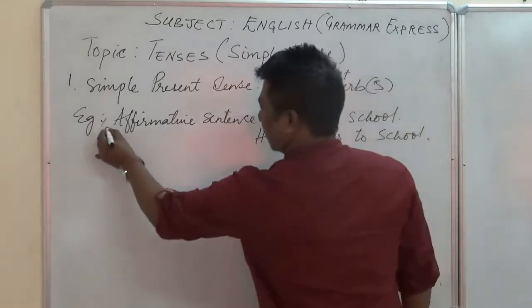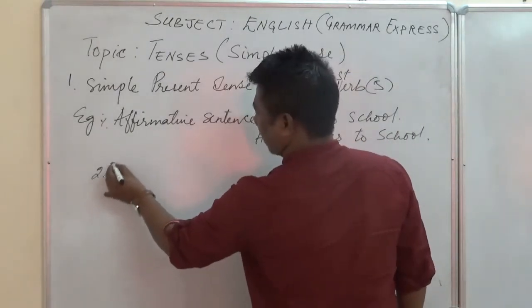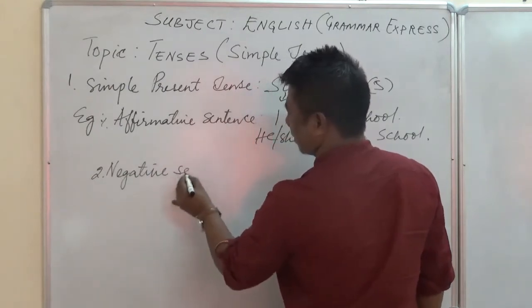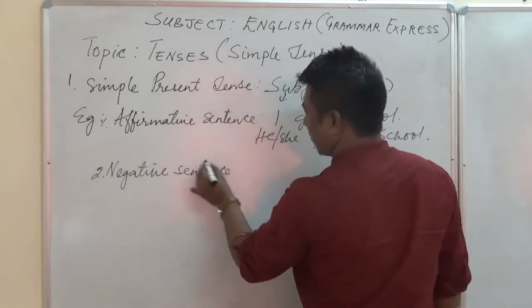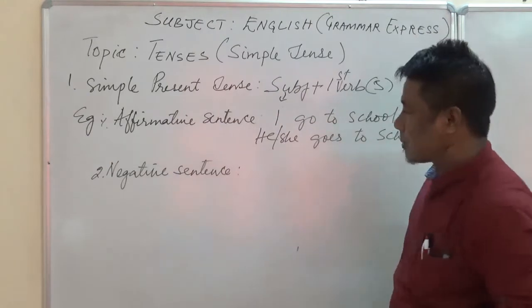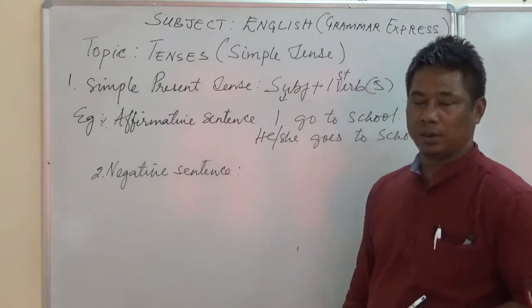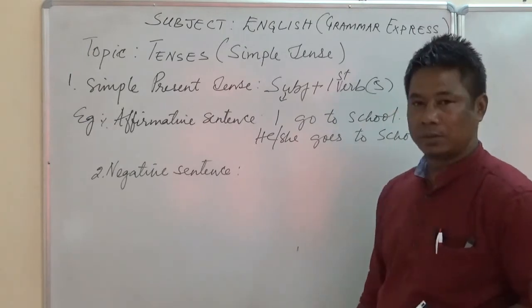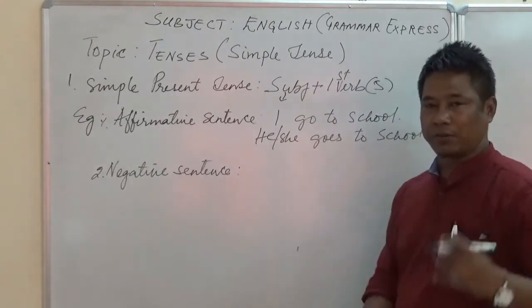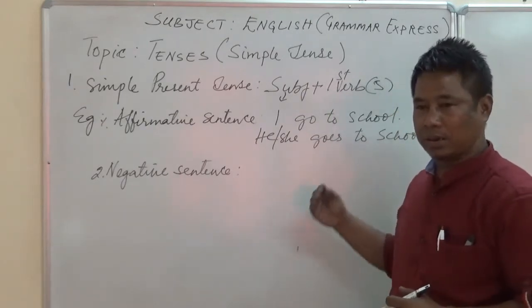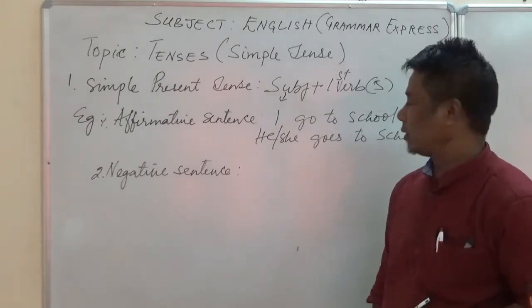Number two are negative sentences. What does it mean, negative sentence? When we say negative sentence, it means when there is not in the sentence. So those kinds of sentences, when not is added in the sentence, are said to be negative sentences.